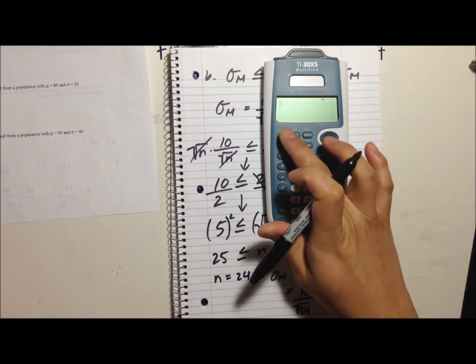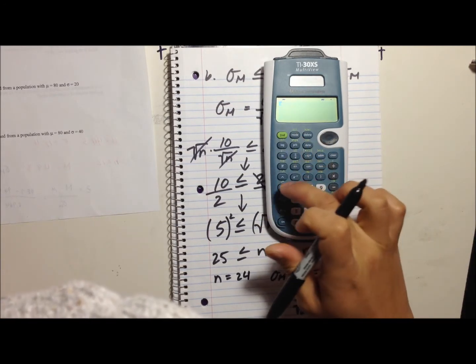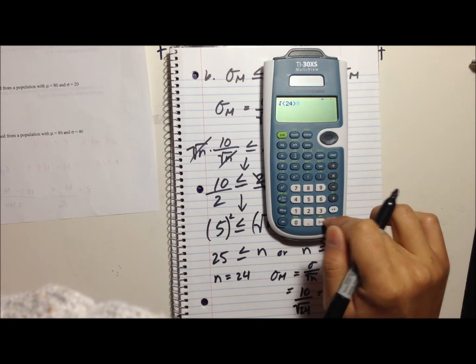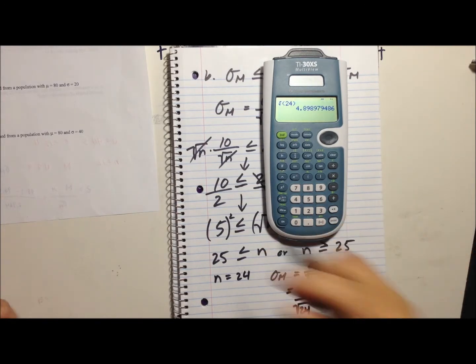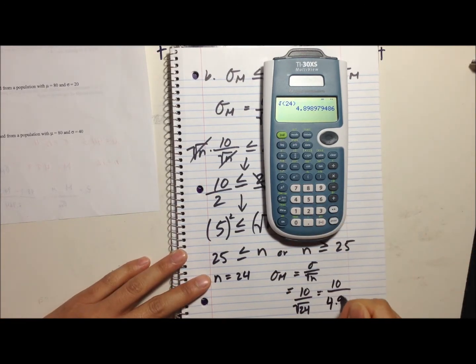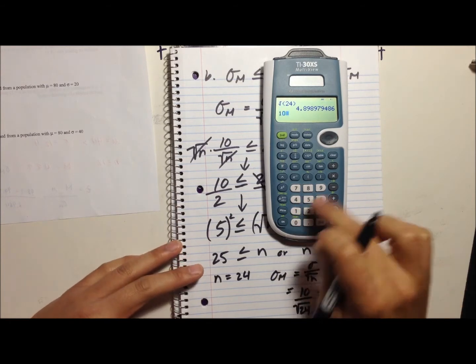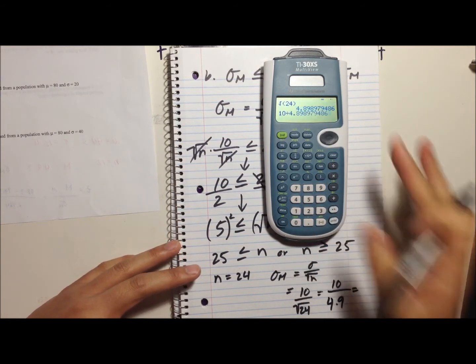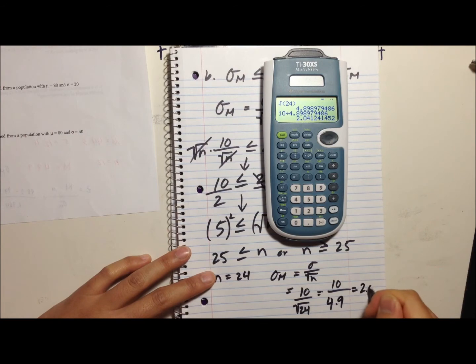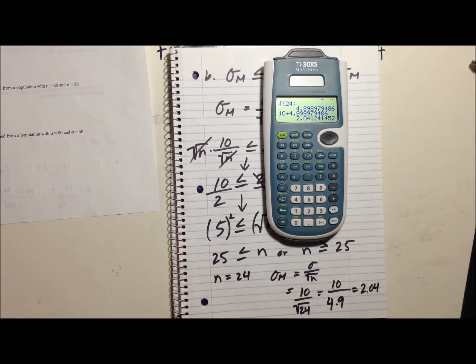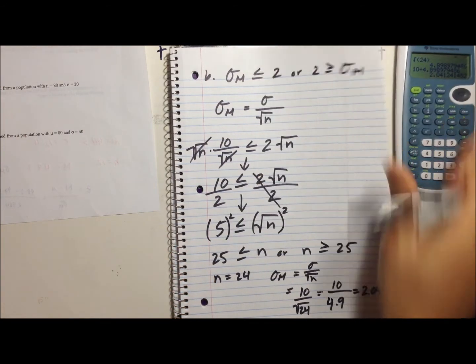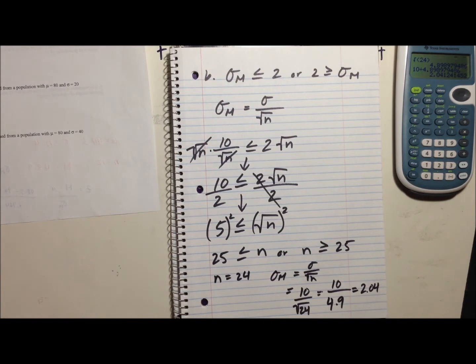And the square root of 24 is, let's see, 4.9. Let's say 4.9. Alright, 10 over that, 2.04. Interesting. So we wanted a standard error that's less than or equal to 2.